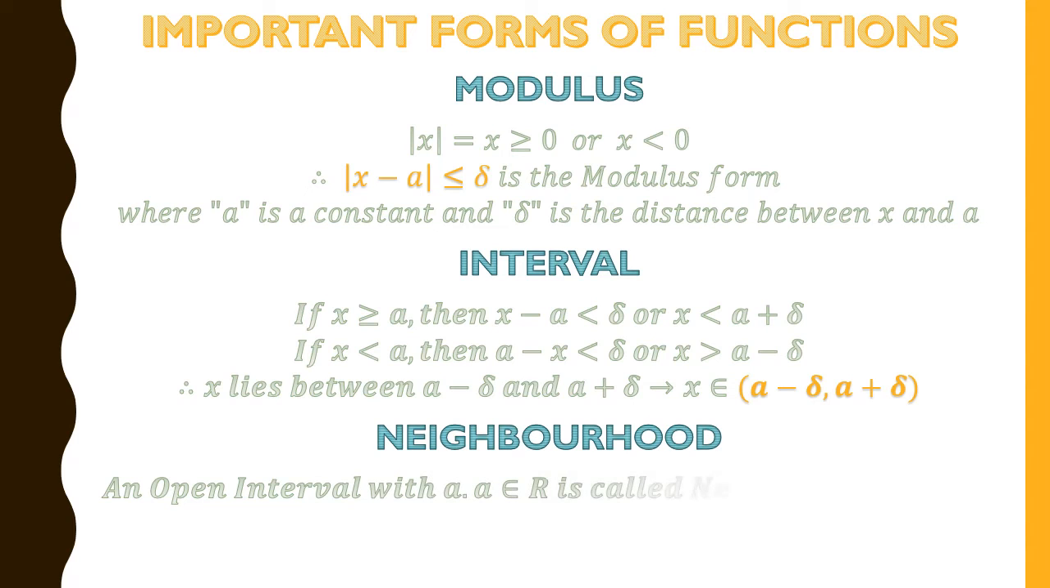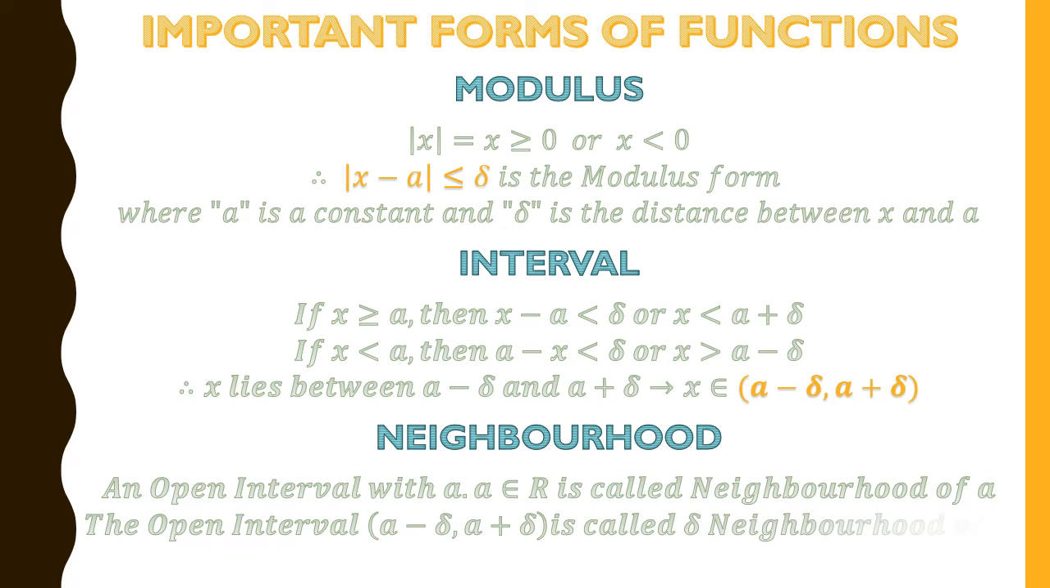Okay, last one is the neighborhood. Usually an open interval with a, where a belongs to the R set, is called a neighborhood of a. It means any open interval which contains a in it is called a neighborhood of a. Now the open interval which was given in the interval form is called the delta neighborhood of a. It's a special neighborhood of a. Why? Because it uses delta, because the difference from a is shown by delta, a plus delta and a minus delta. So that is called the delta neighborhood of a.